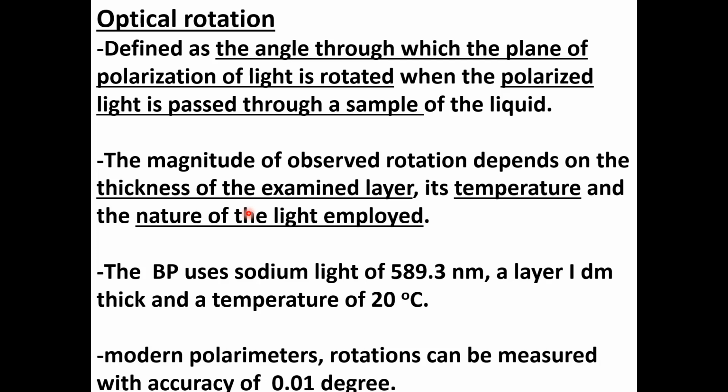It uses a long sample tube, measured in decimeters. However, with modern polarimeters we can use tubes 1/10 the length of the sample tube of visual polarimeters, and with an accuracy of 0.01 degree.